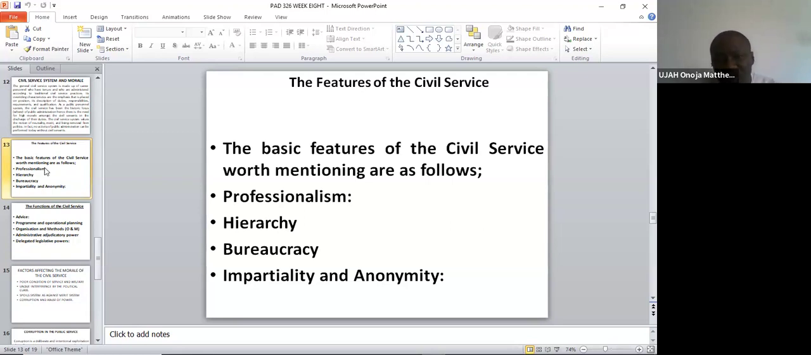Bureaucracy, in line with hierarchy, also goes to show how superiors relate with their subordinates within the system. Impartiality and anonymity. Impartiality, like we saw in Max Weber's theory of bureaucracy, has it that the system must be built on productivity and result orientation, and not allow the personal feelings and influence of the employee to come in contact, in consonance or in conflict with the duties that ordinarily he should perform within the job place. So these are the attributes that guarantee a functional system built around an improved moral system for the employees.